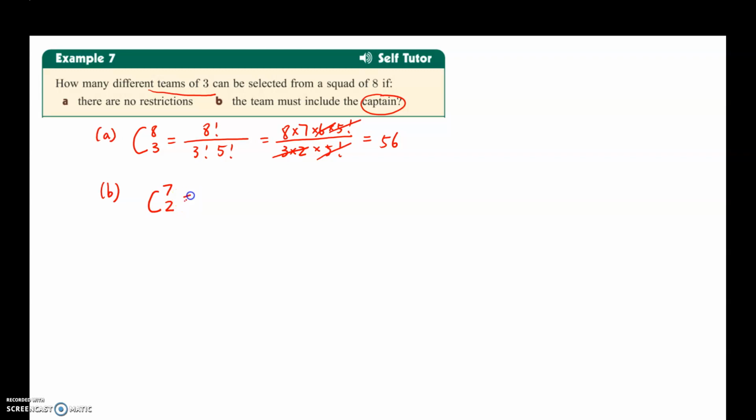So that's C 7 2, that's going to be 7 factorial over 5 factorial times 2 factorial. Once you do like 100 of these, they are quite easy to solve without a calculator. 7 times 6, and then 5 factorial cancels out, and then over 2. So that's going to be 7 times 3, 21.